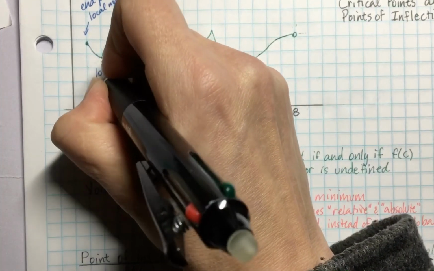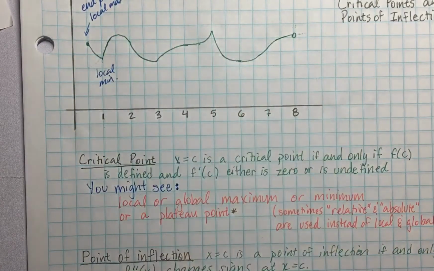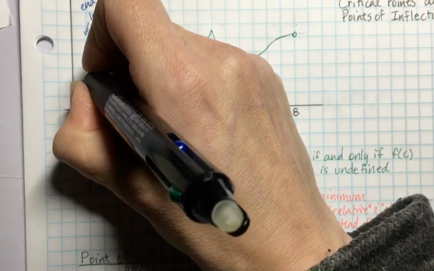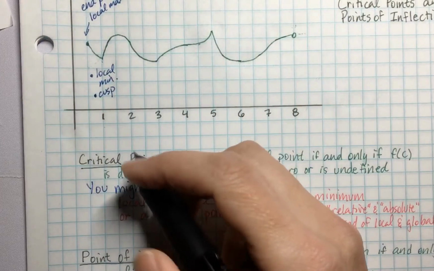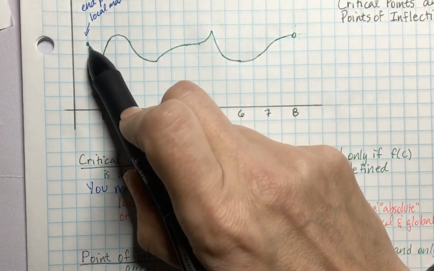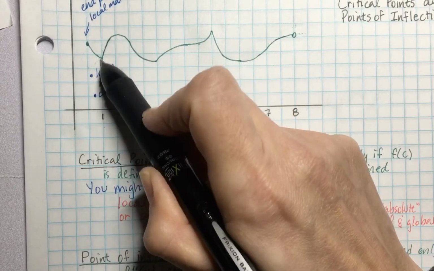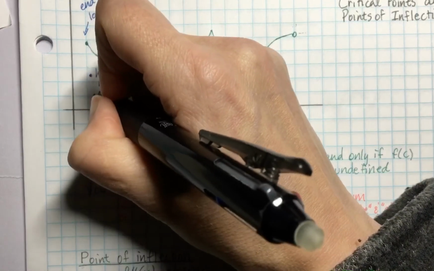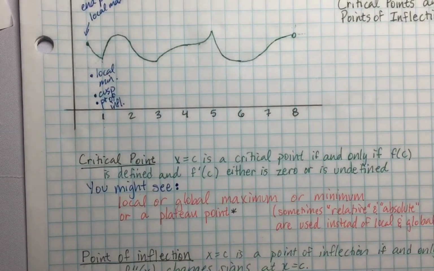So here's a local minimum. And notice also that it's pointy right here. So we have a cusp or a corner. So we have a local minimum, we have a cusp. And if you look closely at this, notice how on the left side it's concave up, on the right side it's concave down. So this guy is also a point of inflection. Goodness me, that's a busy point.